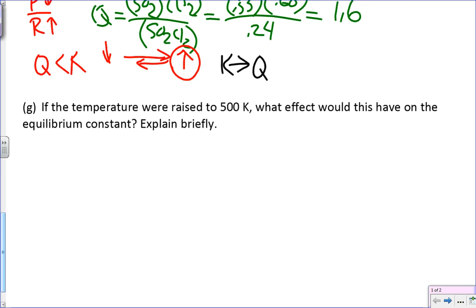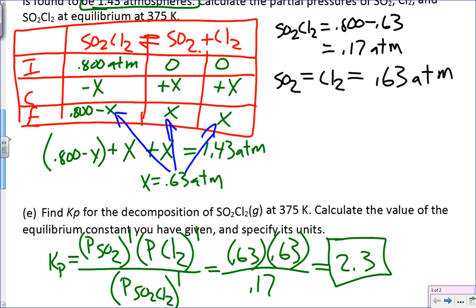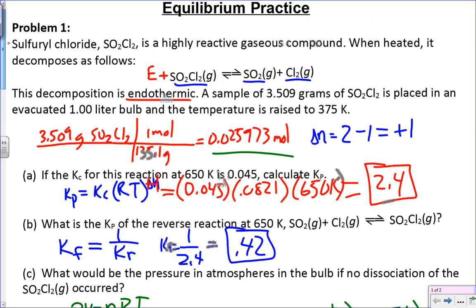If the temperature were raised to 500 K, what effect would this have on the equilibrium constant? Explain briefly. Now we have to go back to our original equation and notice something that we said from the very beginning. It says the decomposition is endothermic, that means energy is on the reactant side. Now, remember, if we increase the temperature of this system, we're going to increase both the forward and the reverse rate. That's right out of last chapter where we talked about reaction rates and the effect of temperature on them. But that doesn't mean they increase at the same rate. That's where the endothermic versus the exothermic direction becomes very important, because the forward reaction was the endothermic direction. Remember, the endothermic reaction needs energy.